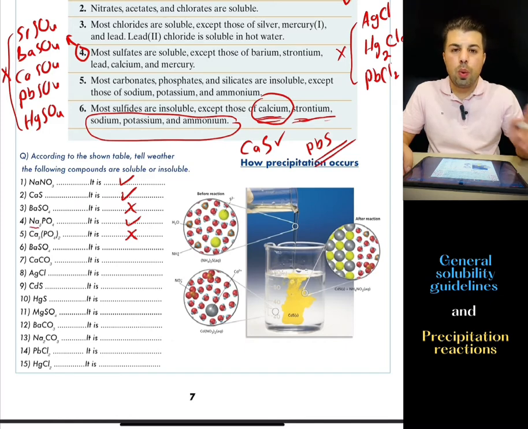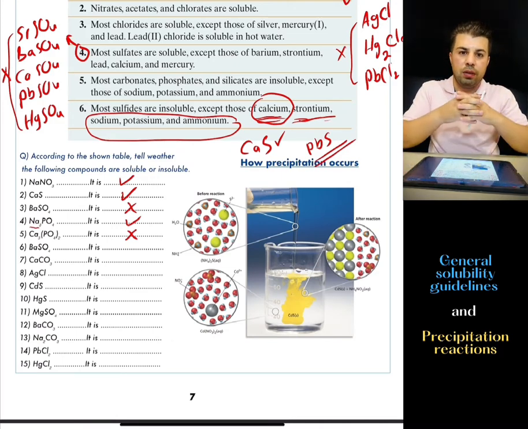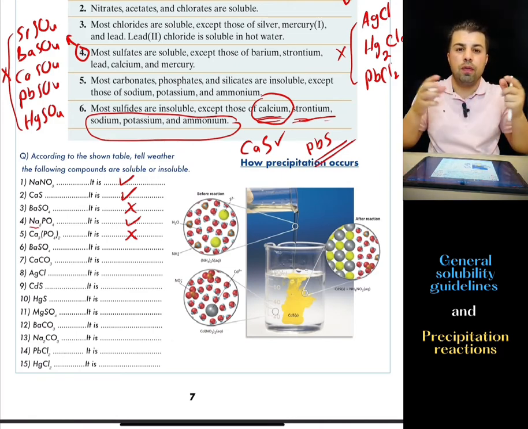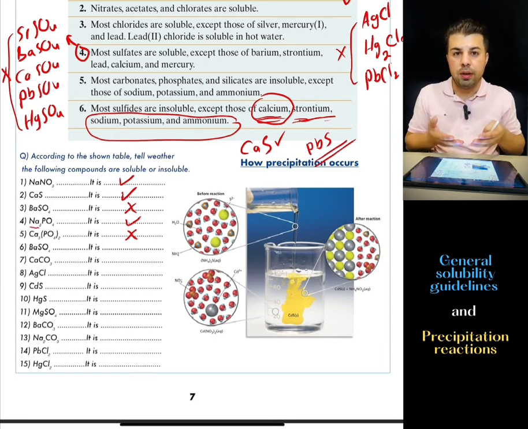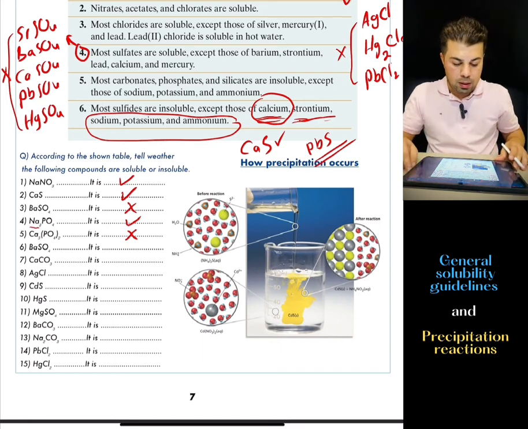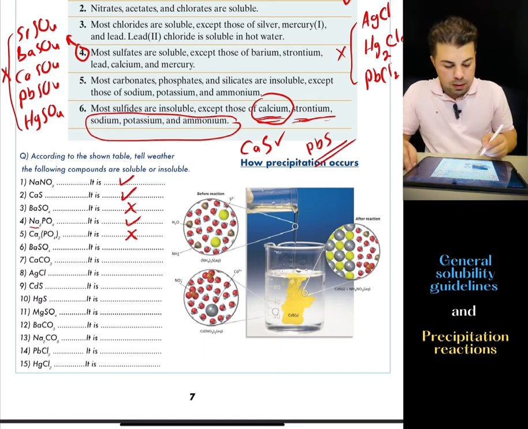Well, there's one possible and logical reason for this. Because the attraction of ions to each other is stronger than the attraction of water to these ions. Therefore, water cannot dissociate, water cannot separate these ions of the insoluble compound from each other. Therefore, the compound precipitates.